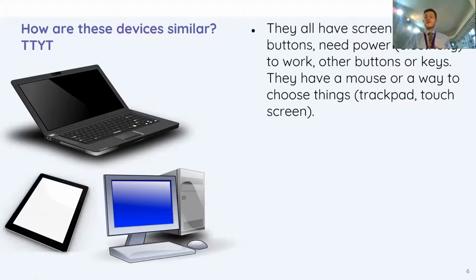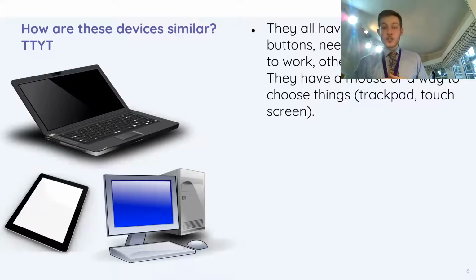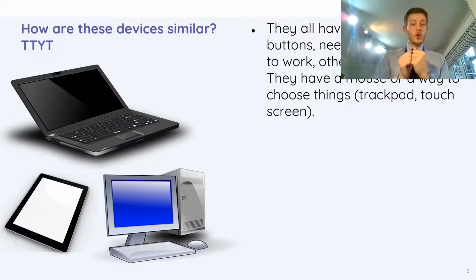Let me move myself out of the way. I'm going to put myself right in the middle of the screen. They all have screens, so they've all got on-off buttons. They need power, so they need electricity to work. They've all got some buttons or some keys on them. They might have a mouse or a way to choose things, like maybe a touch screen, like this one down here. They might have a trackpad, which is this bit in the middle.